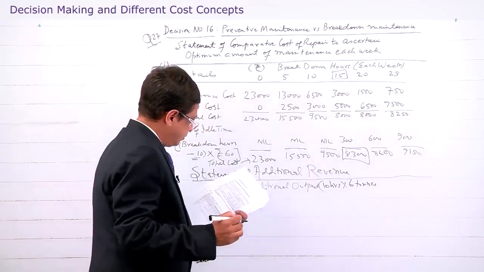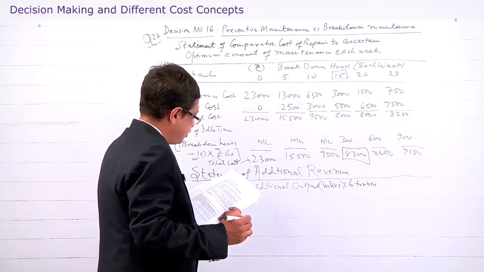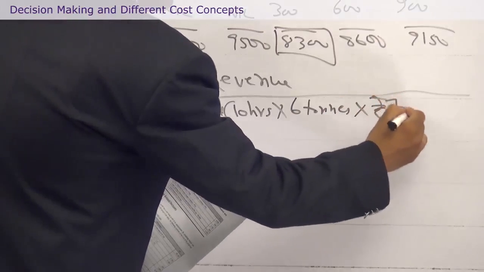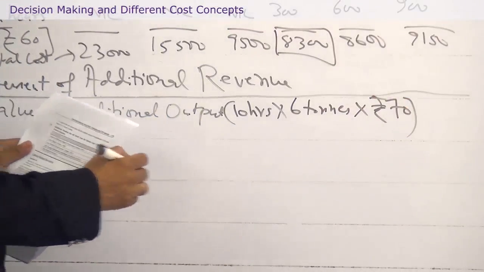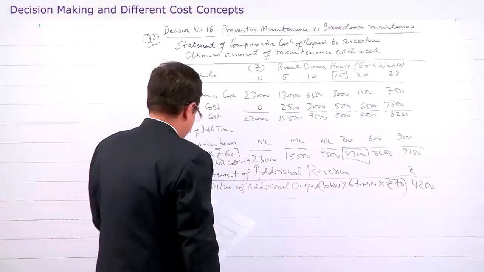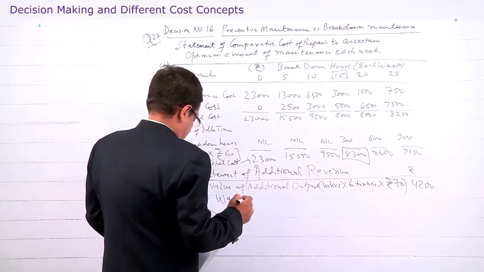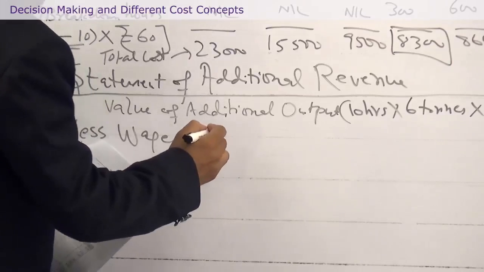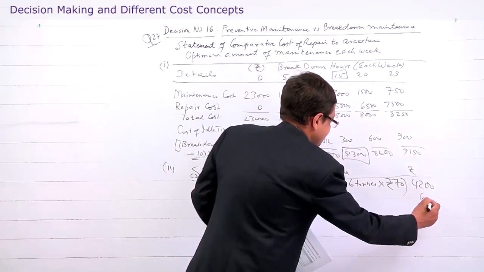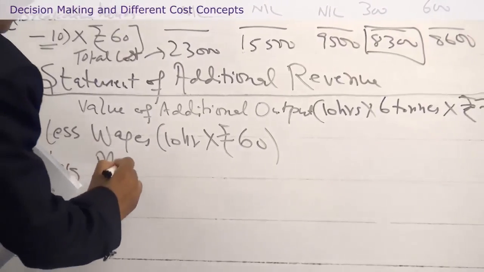because the question says that it is 6 tons output per hour and this is valued at rupees 70. So when you multiply, it comes at rupees 4200. You have to reduce wages, 10 hours at the rate of rupees 60. So this becomes 600.